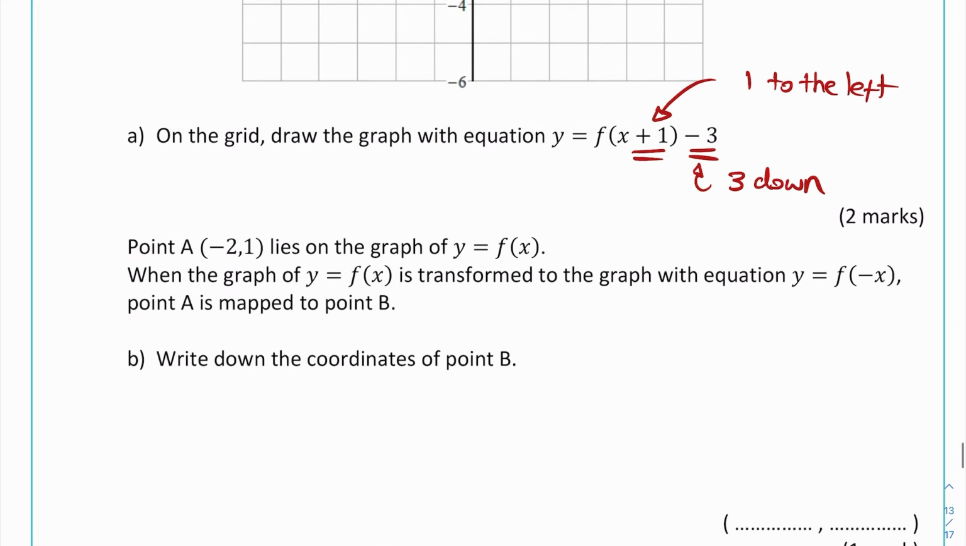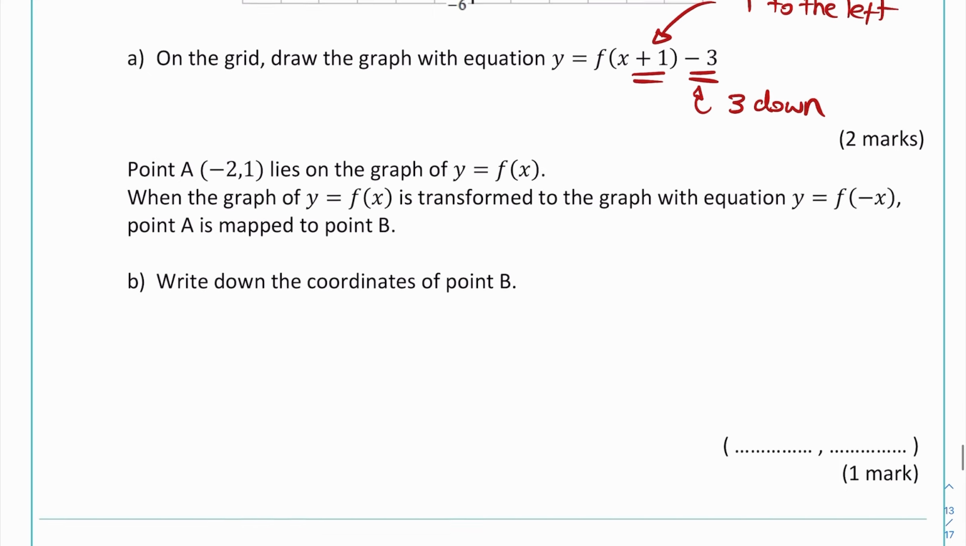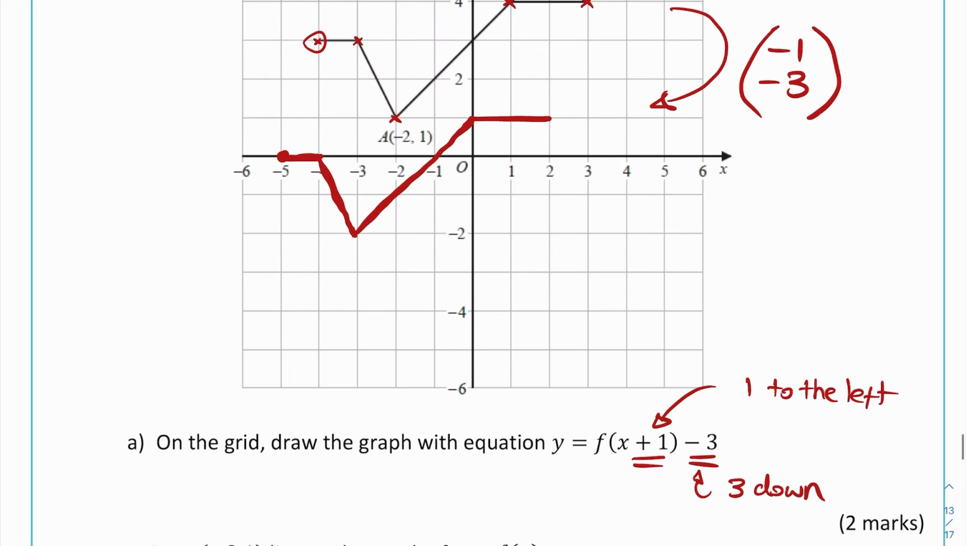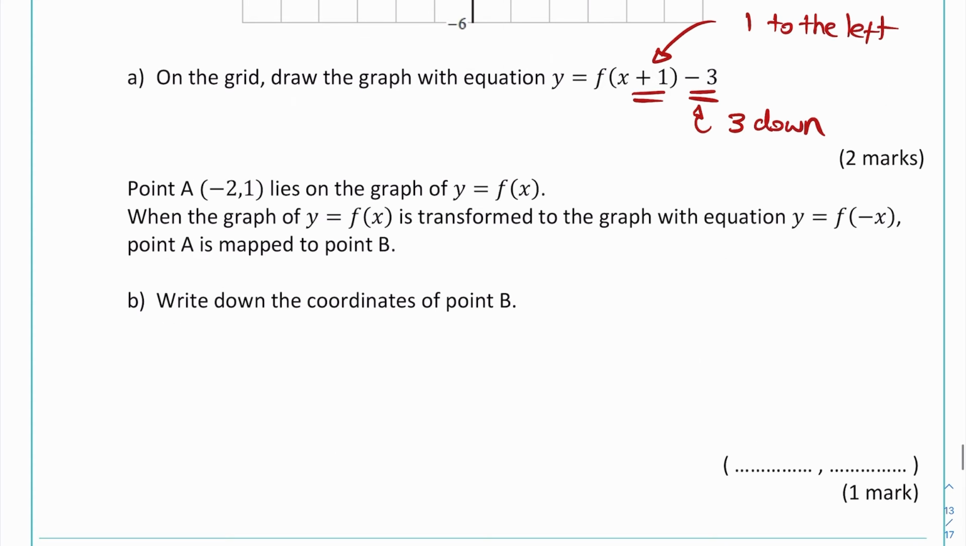For part B, we've got point A, -2, 1, lies on the graph of the function f of x. Can we see that? -2, 1, yep, we can see that there. So point A, there it is. When the graph of f of x is transformed to the graph with equation y equals f of -x, point A is mapped to point B. Write down the coordinates of point B.